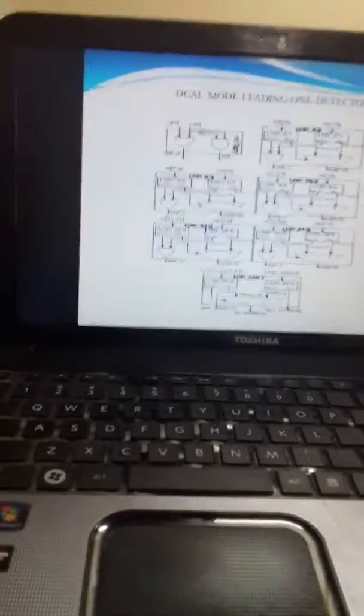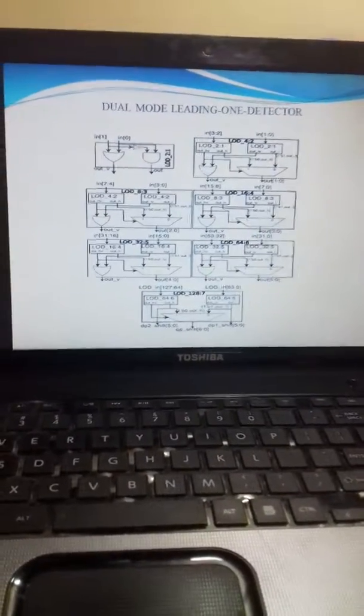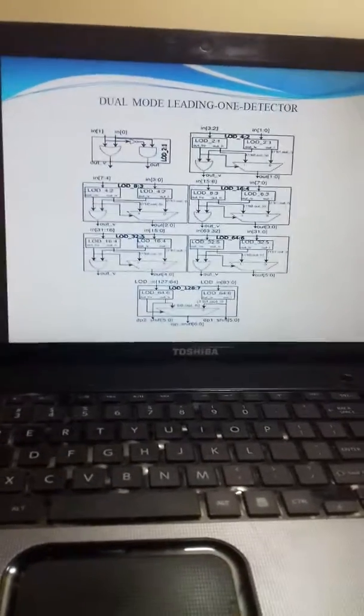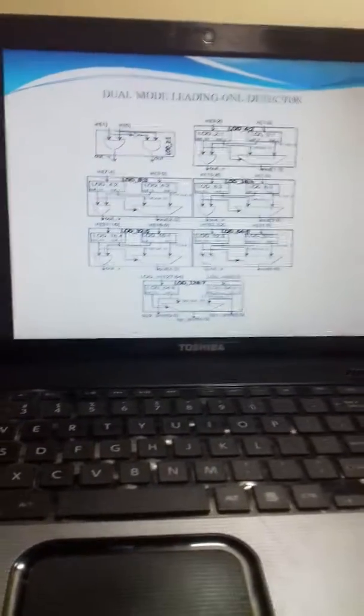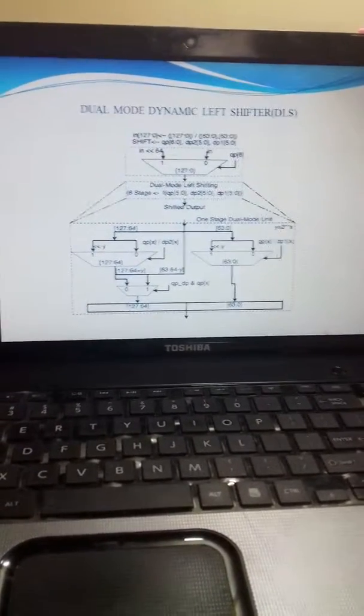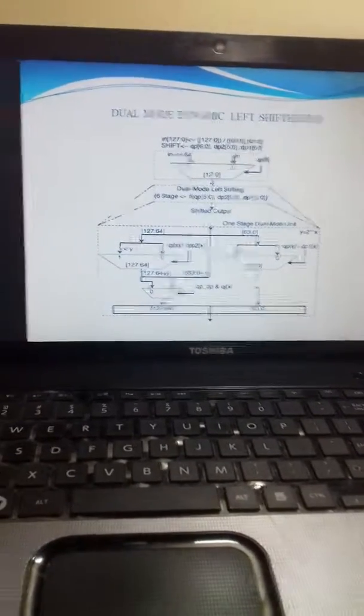And then we have the leading one detector. It will do left shift. Mainly it is used to check for underflow cases. And then the output is given to the dual mode dynamic left shifter. It is similar to the right shifter. It will do the shifting.